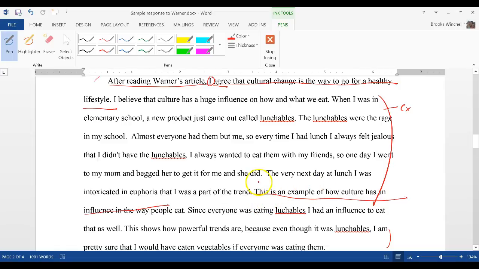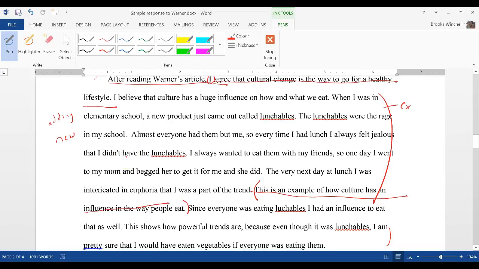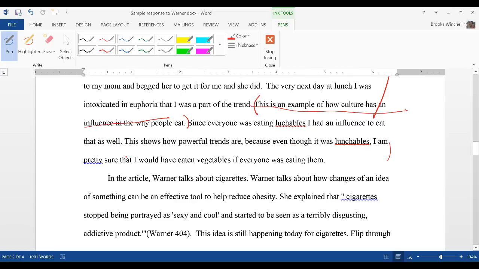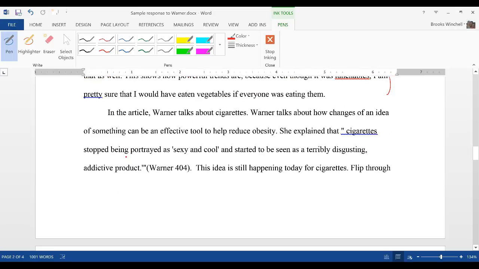And he does a really nice job of connecting it back to Warner's idea here, where he says, this is an example of how culture has an influence in the way people eat. You know, since everybody was doing that, he felt like he wanted to. So he can really see her point, and he knows exactly why. So here he's agreeing, but he's taking it that step further. He's not just agreeing, but he's also sort of adding something new, right? Like we talked about in the last lesson. So there's a good start to the response. Let's take a look at the next section.